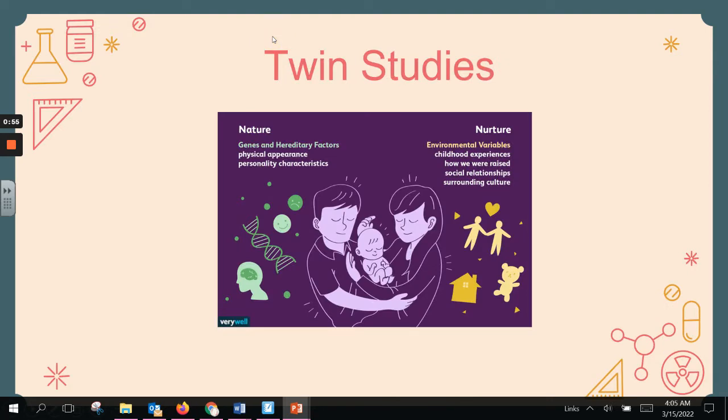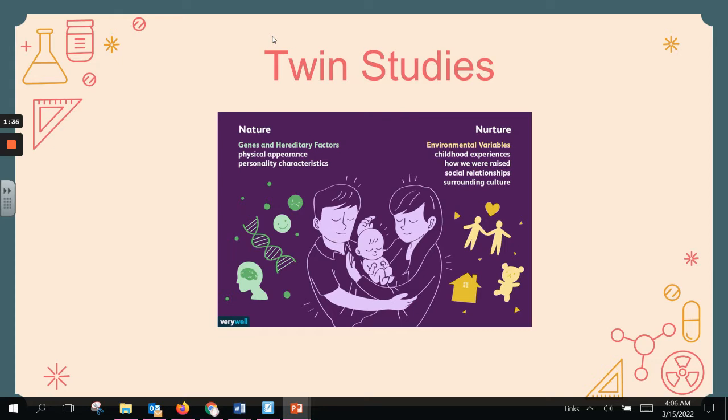So we're going to start out talking about twin studies. Twin studies occur through the Minnesota twin studies. And the Minnesota twin studies actually follow every single twin who is ever born if they participate. And it will follow them from birth till death. And the purpose of twin studies is to determine whether traits are from nature, so our genes and hereditary factors, or if it's from nurture, our environmental factors.